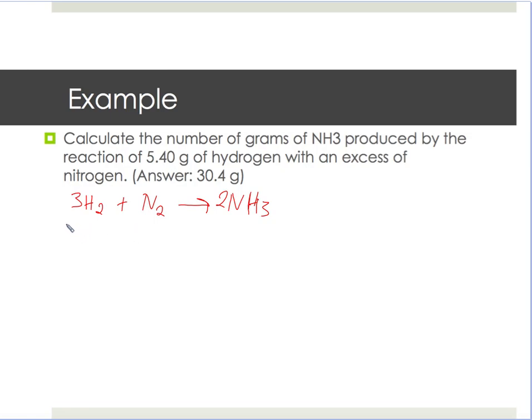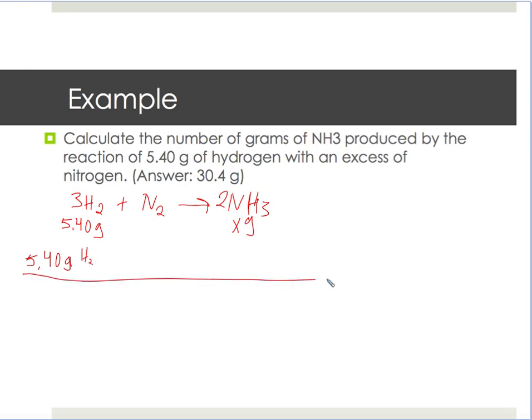Okay, now, things that I know. I know that I have 5.40 grams of hydrogen and I am trying to find my ammonia. Okay, so let's see this in action. So I have 5.40 grams of H2, maybe.